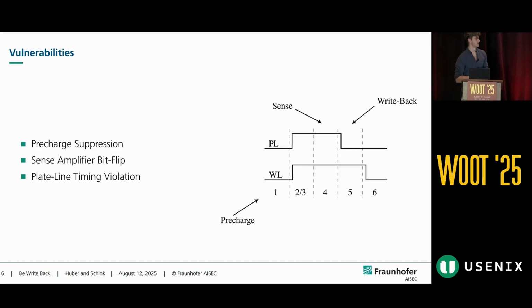The second vulnerability is that if you induce a fault during the sense step when it's latched, you could, in theory, flip the bit, because the sense amplifier is similarly structured to an SRAM cell, and then you will write the inverse back to memory in the write-back step. And lastly, there is the plate line timing violation.